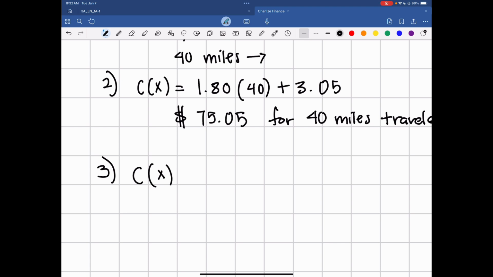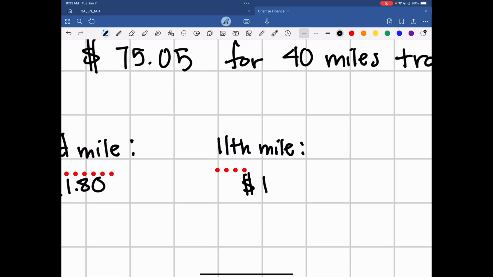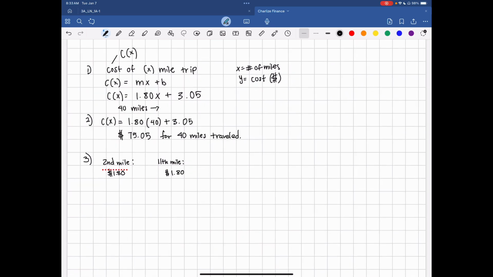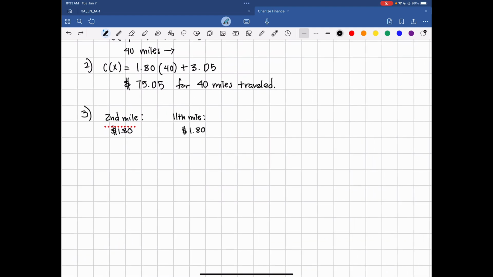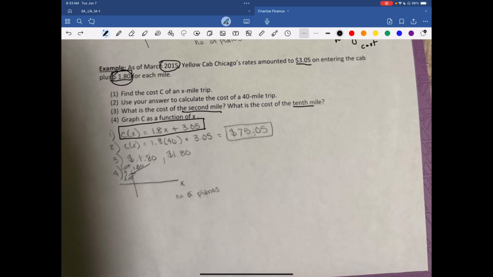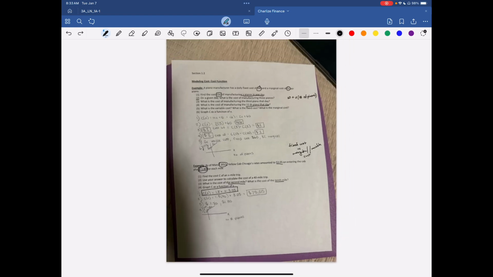So I would say the second mile would cost $1.80. The 11th mile, if you want to guess, also costs $1.80, because from the 11th mile, you're calculating it from the 10th mile. The only difference is that you're adding that extra $1.80. So yeah, it should make some sense. And then for C, graph C as a function of x.